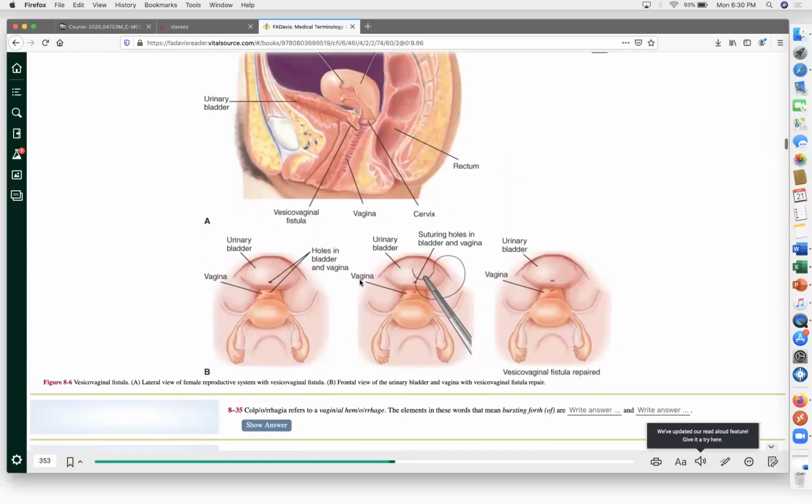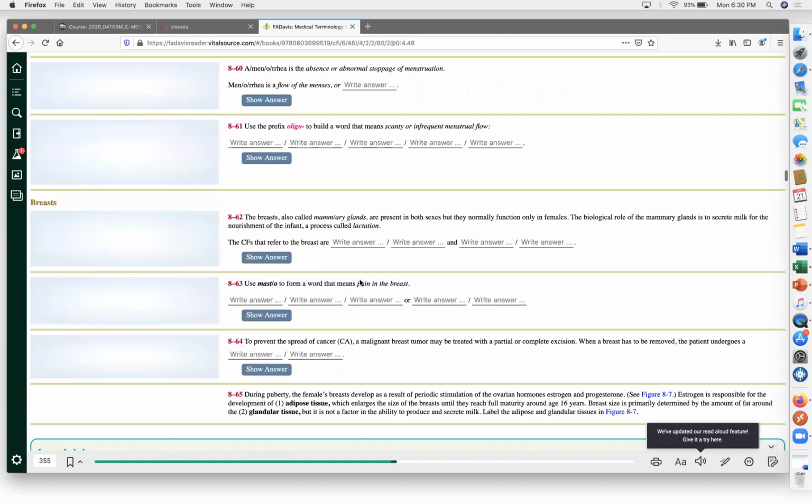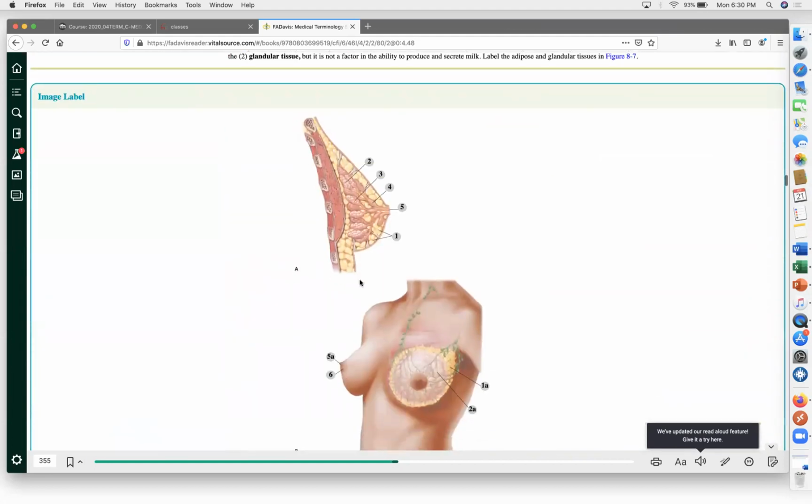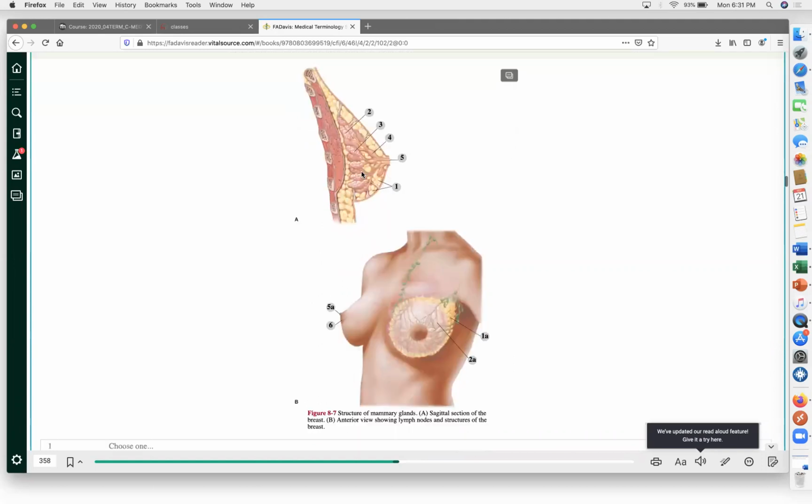Let's see, fistula. Nah, I don't need to know what fistula is. Let's look at, oh, this breast tissue, also mammary tissue. And you could see here, there's your mammary glands, and they lead to mammary ducts. And then your breast is mostly this duct work and this sponge-like glandular work, but this also has a lot of adipose tissue, which is this stuff here.